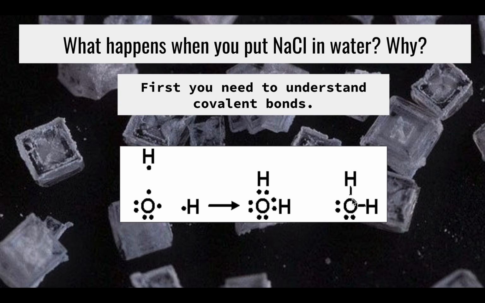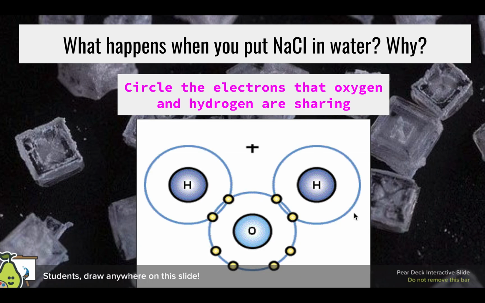The way we represent shared electrons is with a line like this. So this line, you can think of it as connecting the dots. This line is representing, okay, hydrogen and oxygen are sharing 2 electrons right here. Same thing's happening right there, right here, okay? Then I asked everyone in class, using the Pear Deck, to circle the electrons that are being shared. So essentially, just to tell you the answer, these ones are being shared and these ones are being shared.